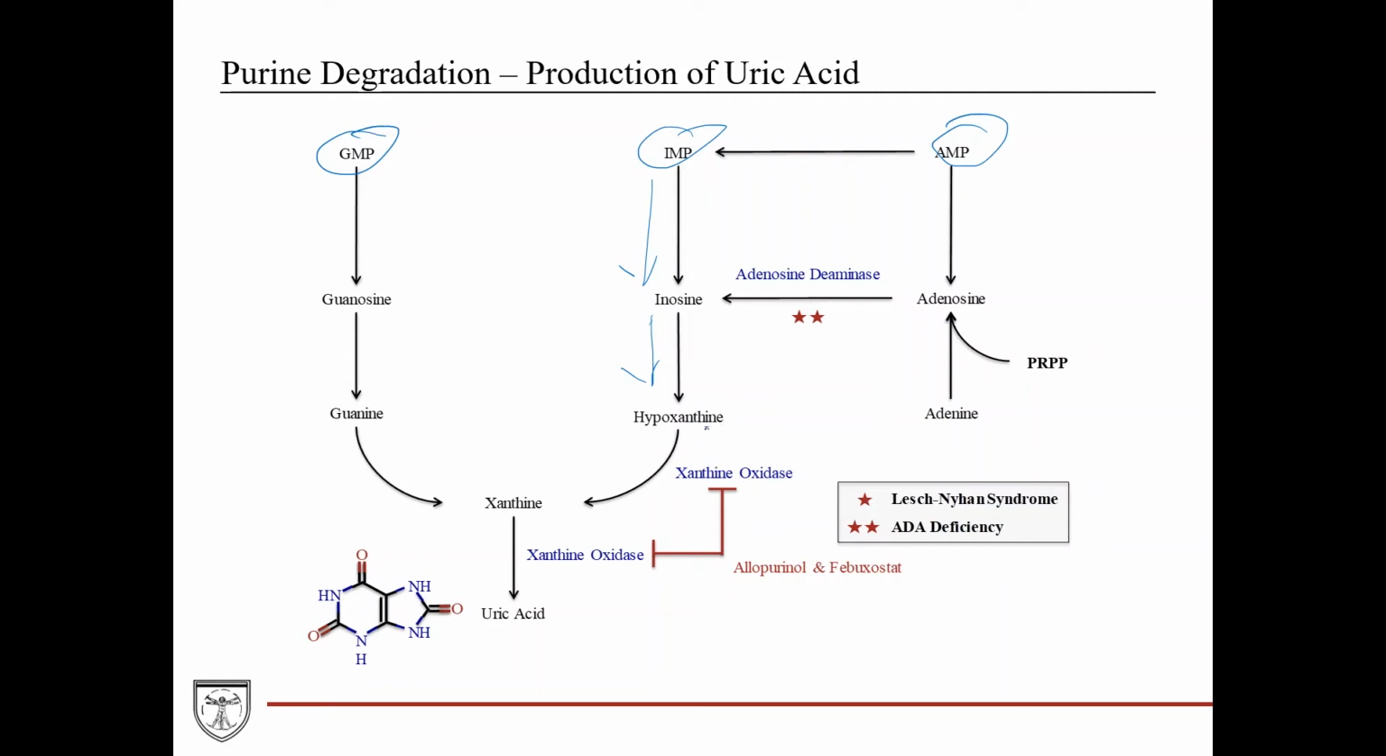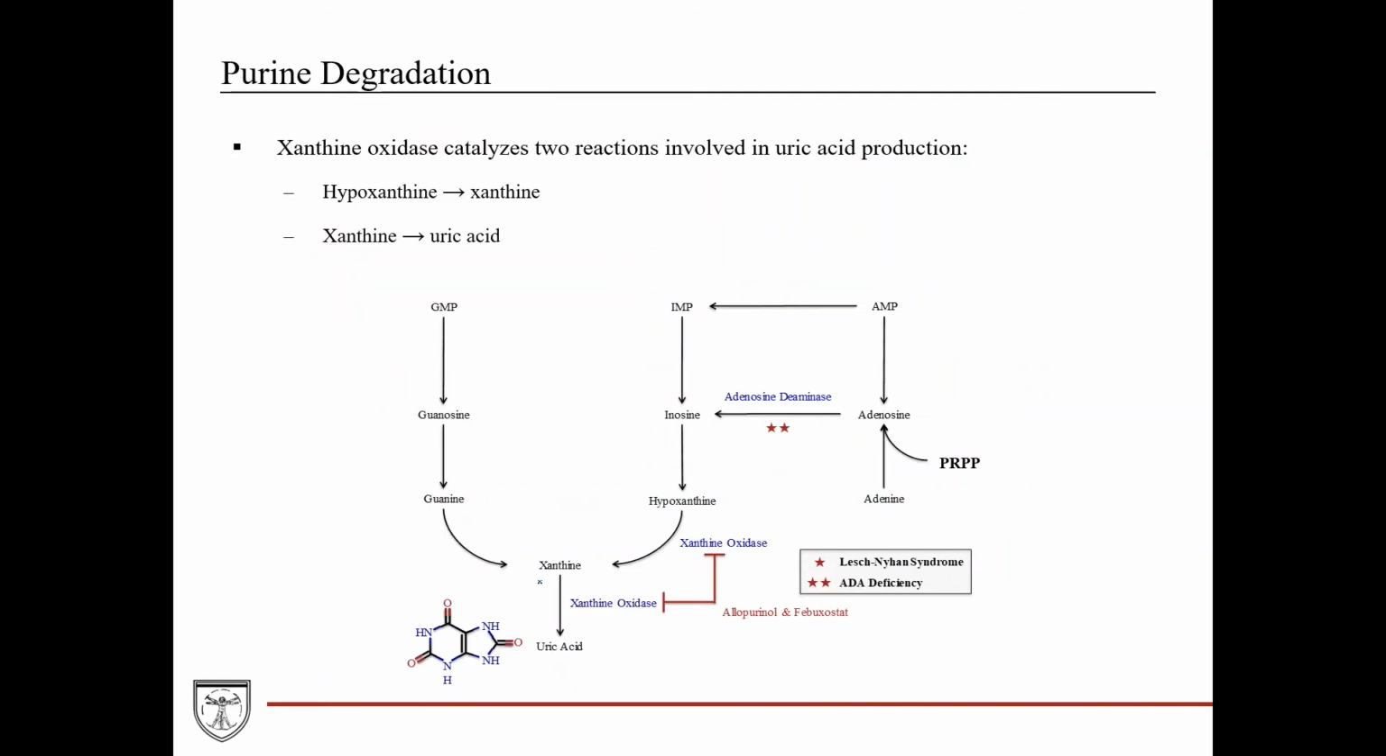So then you have hypoxanthine, which is converted into xanthine by xanthine oxidase. And no, this is not a mistake. This enzyme acts on both of these steps. So then it further catalyzes xanthine into uric acid. Then you have GMP, which is converted into guanosine. Guanosine is converted into guanine, and then guanine is converted into xanthine. And then xanthine is converted into uric acid by xanthine oxidase. Again, this is just a slide explaining that xanthine oxidase catalyzes both these reactions involved in uric acid production.